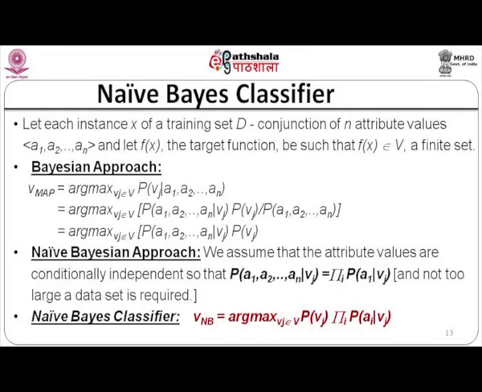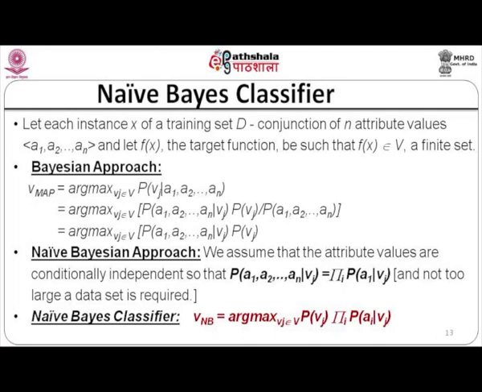Now, let us define the naive Bayes classifier. Let each instance x of a training set D be a conjunction of n attribute values a1, a2 to an, and let f of x, the target function, be such that it belongs to a finite set. Again we are defining the Bayes approach, the maximum a posteriori. This is the normal maximum a posteriori, where the classification giving the maximum probability of the likelihood, which is the joint probability of the attributes given the class, and the prior probability of the class, will be the most probable class.